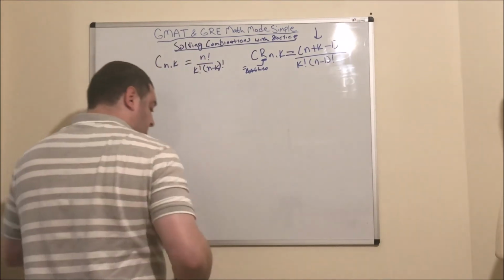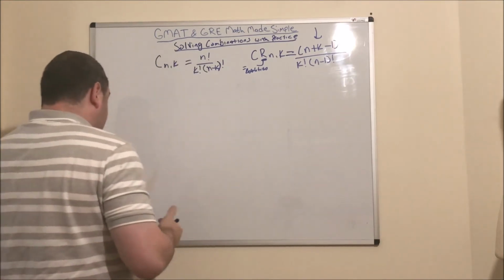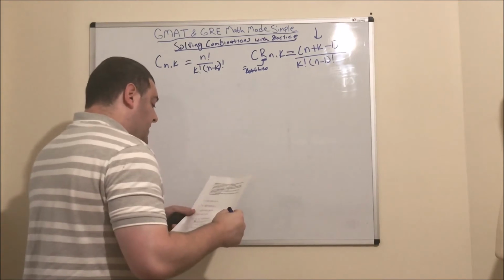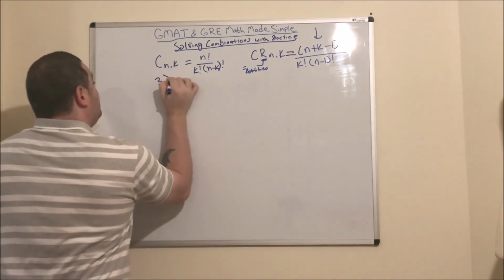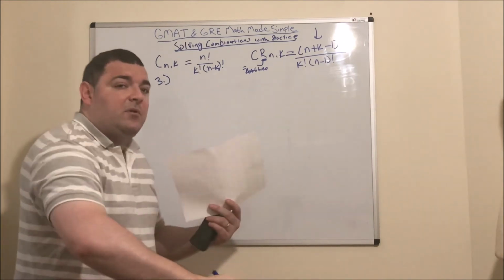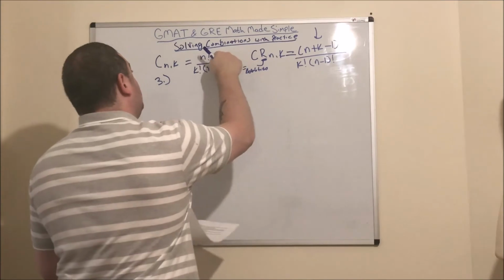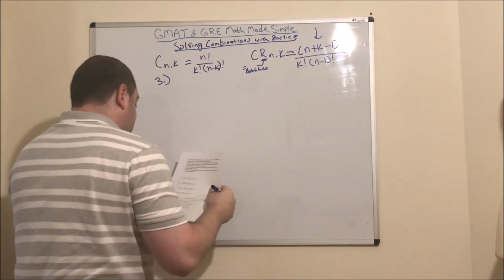Number 3 is, there are 110 people at a meeting. Each shakes hands with everyone else. How many handshakes were there? Well, it doesn't say that you can shake hands with the same person twice. So that means we're not going to use this one anymore. We're going to go back to the original, which is the without repetition equation.